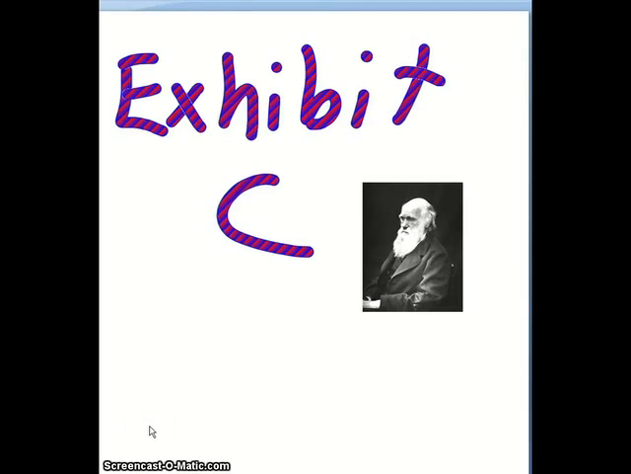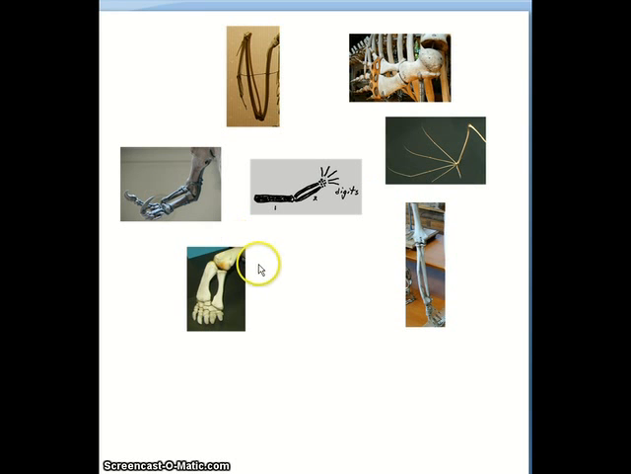All right, we've arrived at Exhibit C in the case that Charles Darwin is making for species change. Exhibit A was the fossil record. Exhibit B was the geographic distribution of species around the planet's surface. And Exhibit C is going to be comparative anatomy. Darwin's going to be comparing the anatomy of different species to see if it sheds light on species change and the origin of species. For example, take a look at the limbs of various creatures.